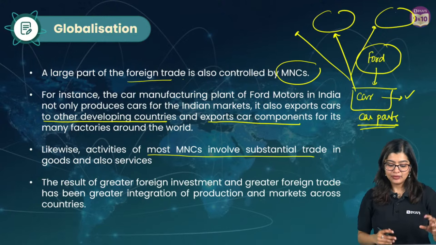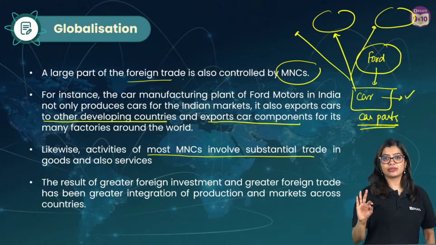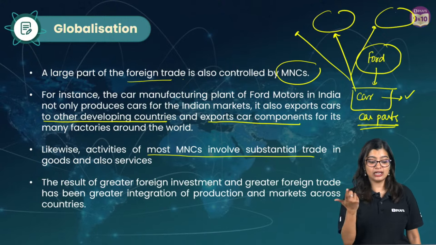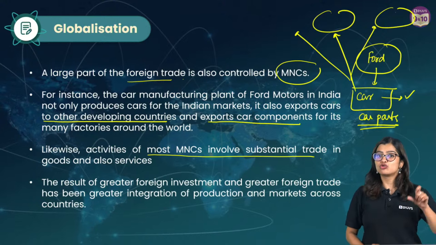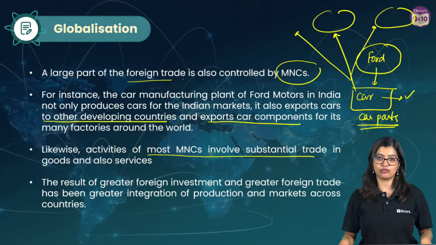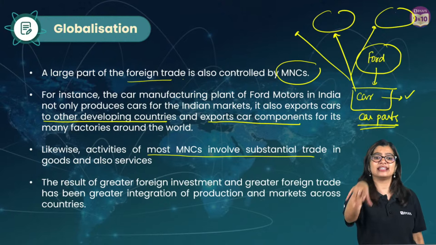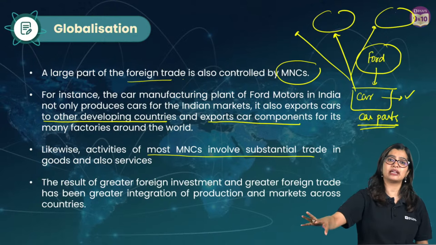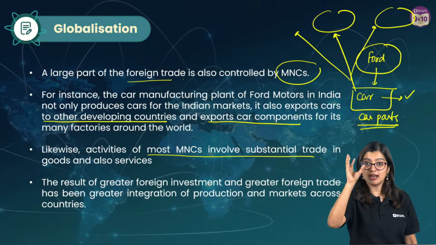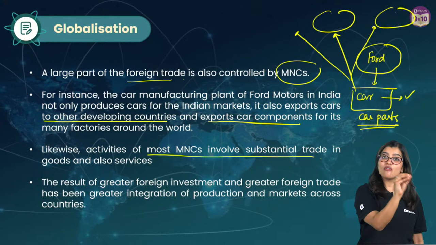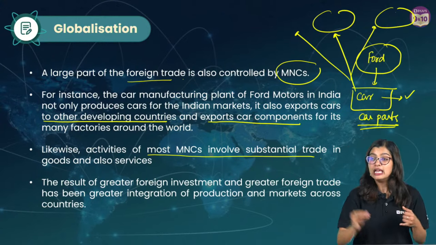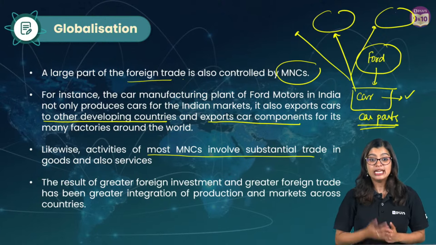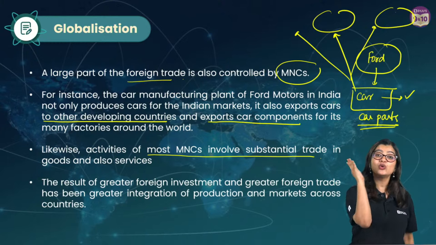So likewise, when I say MNCs also involve substantial trade in goods and services, it means that so far, whatever we've learned, one main idea you got is that MNC is there, it is investing money, and it is manufacturing things, right? But now you need to understand that the intent of doing all of that, bringing in that foreign investment, connecting different parts of the world, organizing a complex manufacturing process, is for what reason? In order to trade, right?